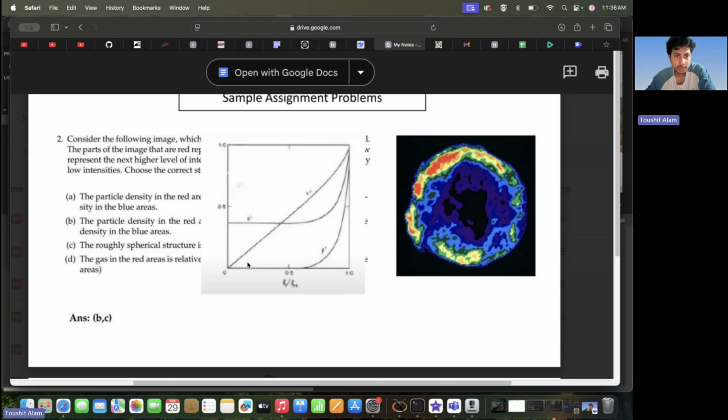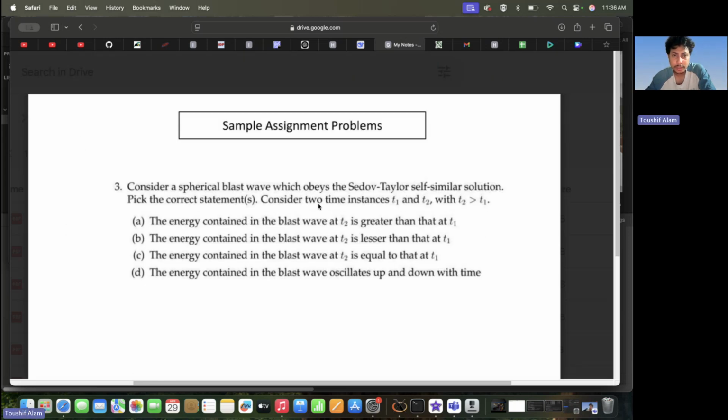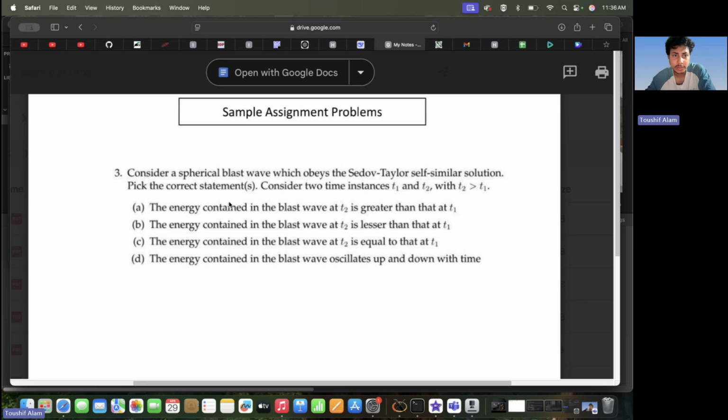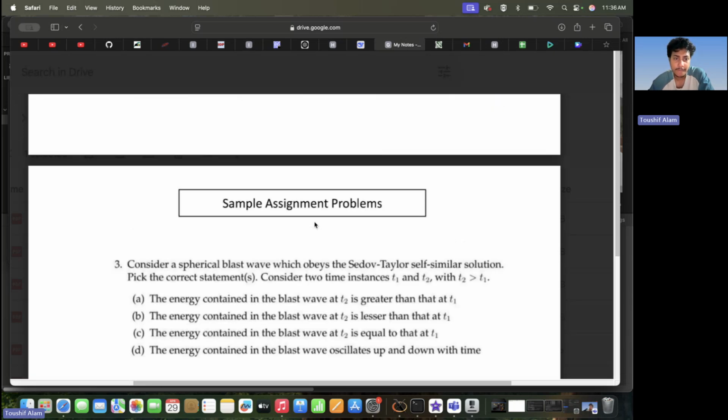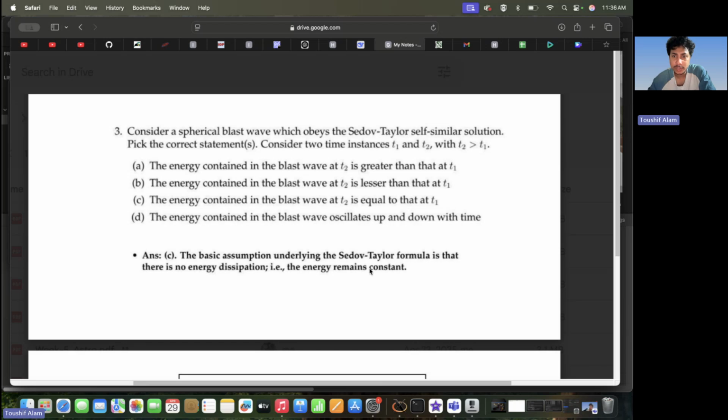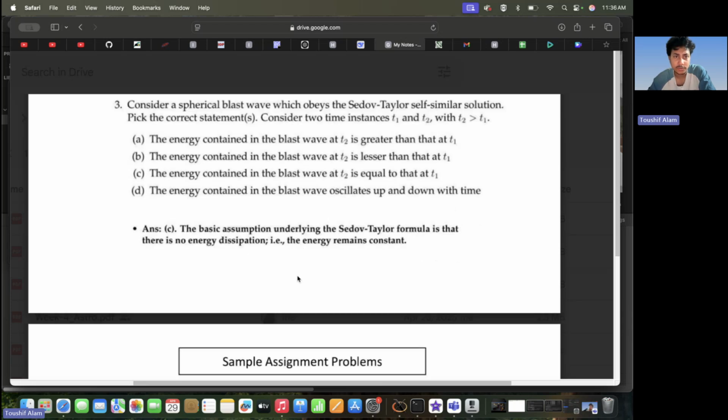Because it's a supernova explosion, the spherical blast wave follows a similar solution. At T2 greater than T1, the energy content in the blast wave at T2 is equal to that at T1, so we know that it is constant. The underlying theorem is that there is no energy dissipation; energy remains constant.